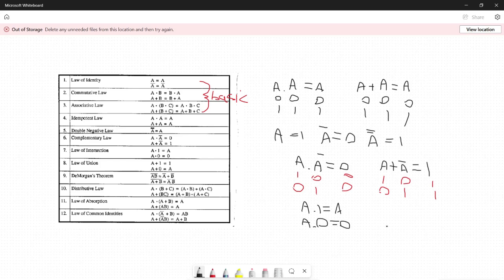And then the law of union, well, A plus 1 is going to give us 1. Same thing, if we have one powered line going to the lamp, it's going to be powered even if A is 0. So nothing complicated there. Then A plus 0 is equal to A. Well, A could either be 1 or A could be 0. So once again, nothing too complicated there.